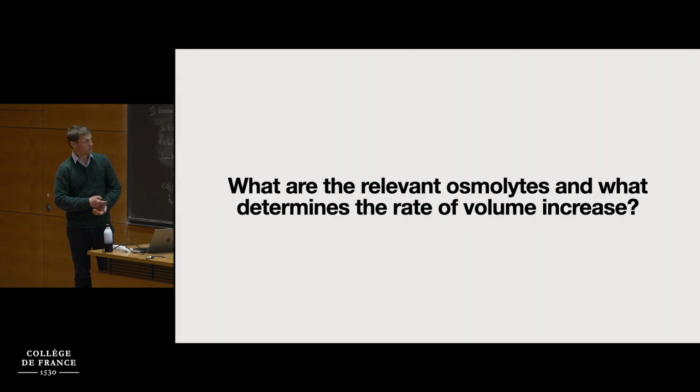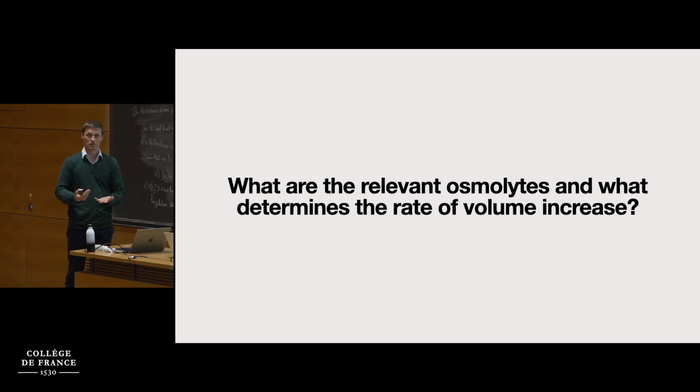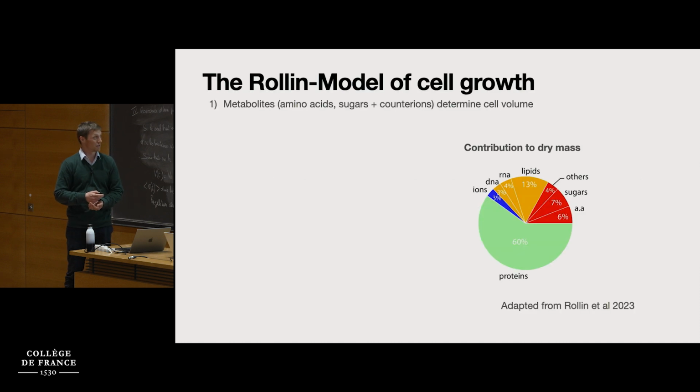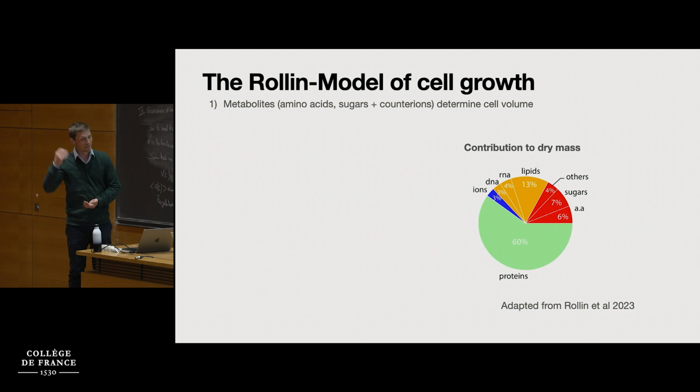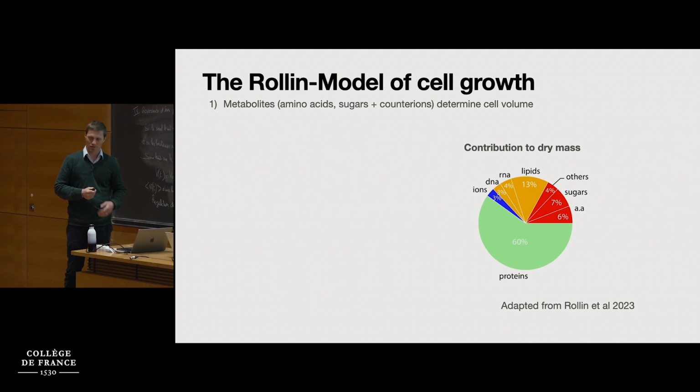But of course, the question was, what are these relevant osmolytes? We still don't perfectly know, and why does the rate of volume increase depend on how big the cells were? This is where I was very happy last year to learn about the Rolland model. I don't know how many of you know Romain Rolland, who's working with Jean-François and Pierre Sens. I think they recognized two important things here.